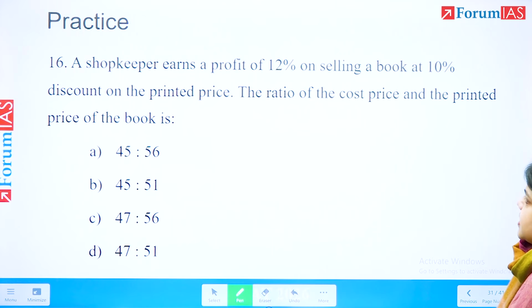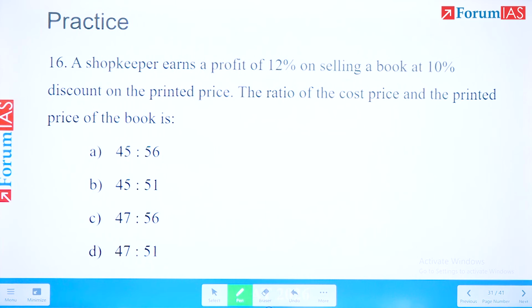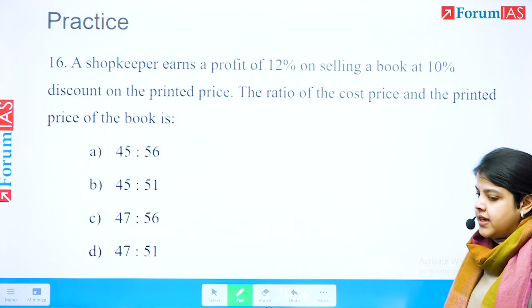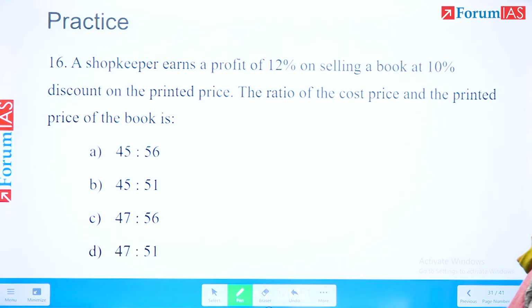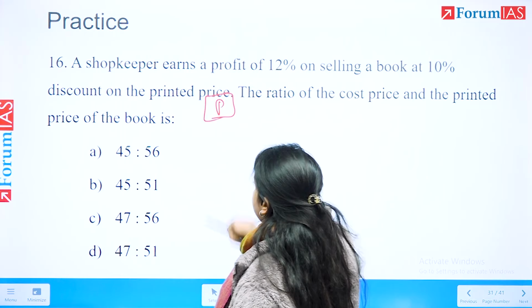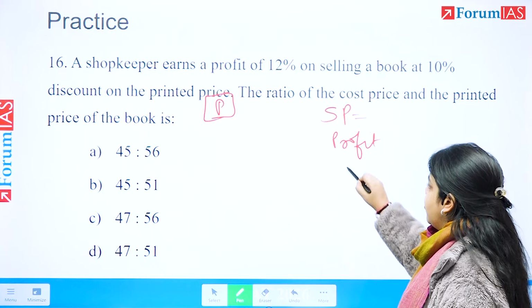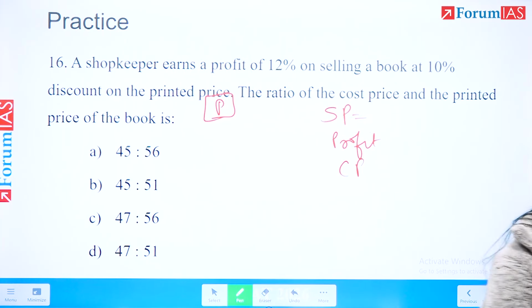A shopkeeper earns a profit of 12% on selling a book at 10% discount on the printed price. Take printed price as P. So what is the selling price? Calculate. You know your profit. You know your cost price.